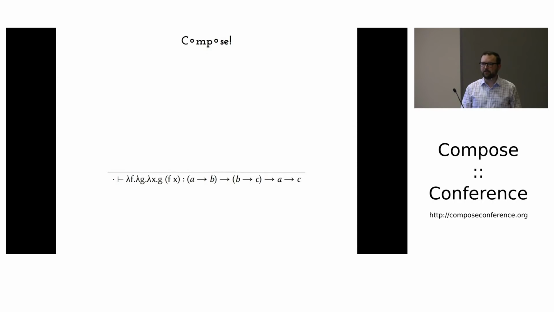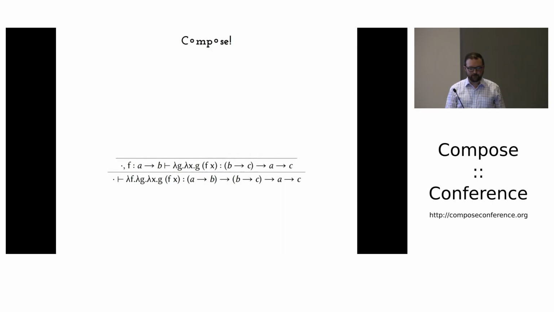Well, the first thing I need to do is go down into the body of the function and check that out. But when I enter the body of the function, I remember what type f had to have. In other words, f we know was a function from a to b, if this whole thing is ever going to work out. And now we have the task of determining that lambda g, lambda x, g of x is a function from b to c to a to c.